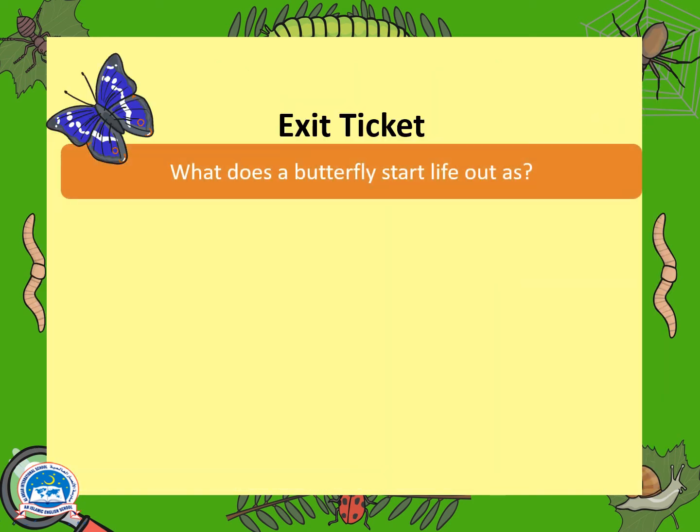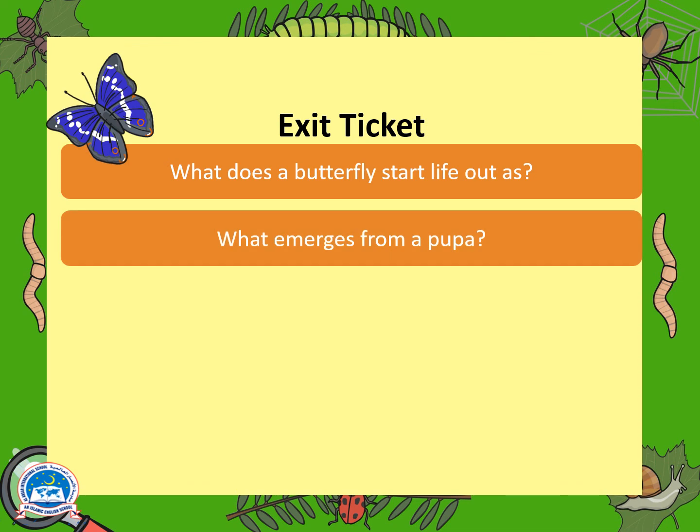Let's see if you can answer these questions. What does a butterfly start life out as? Think for a moment. What comes out of the egg? Yes, you're right. The caterpillar comes out of the egg, so the butterfly's life starts as a caterpillar. What emerges from a pupa? Go back and recall the life cycle of the butterfly and think what comes out of the pupa. Yes, you're right. The butterfly comes out of the pupa.